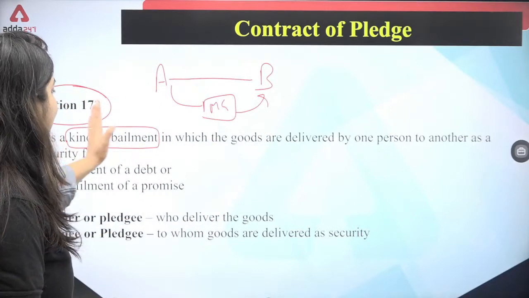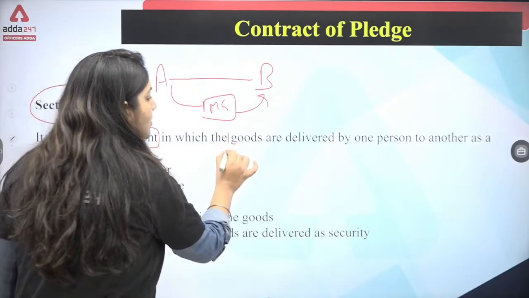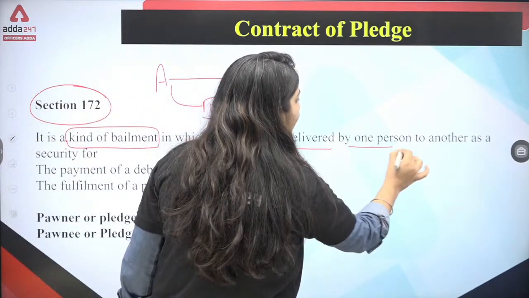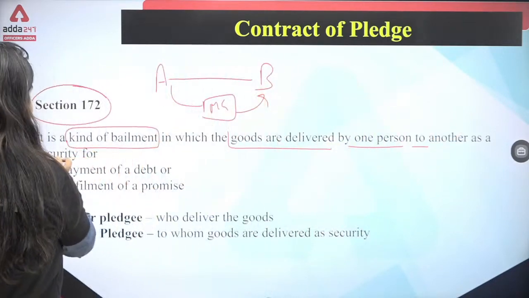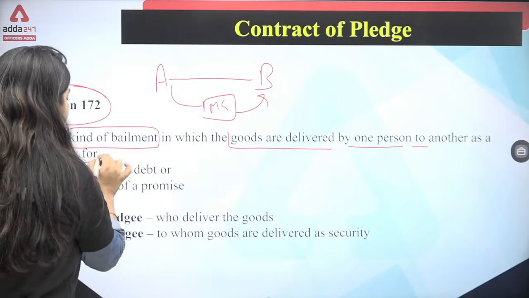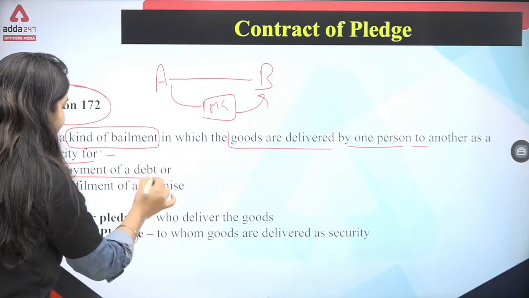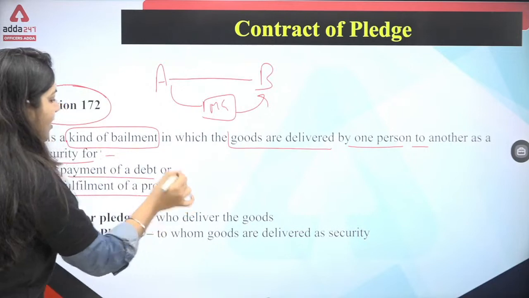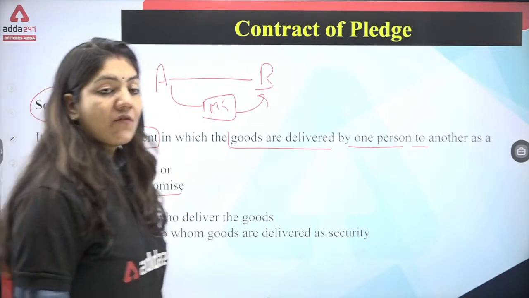Okay, now it is a kind of bailment in which the goods are delivered by one person to another as a security for the payment of a debt and the fulfillment of the promise. That is the definition of your exact pledge.